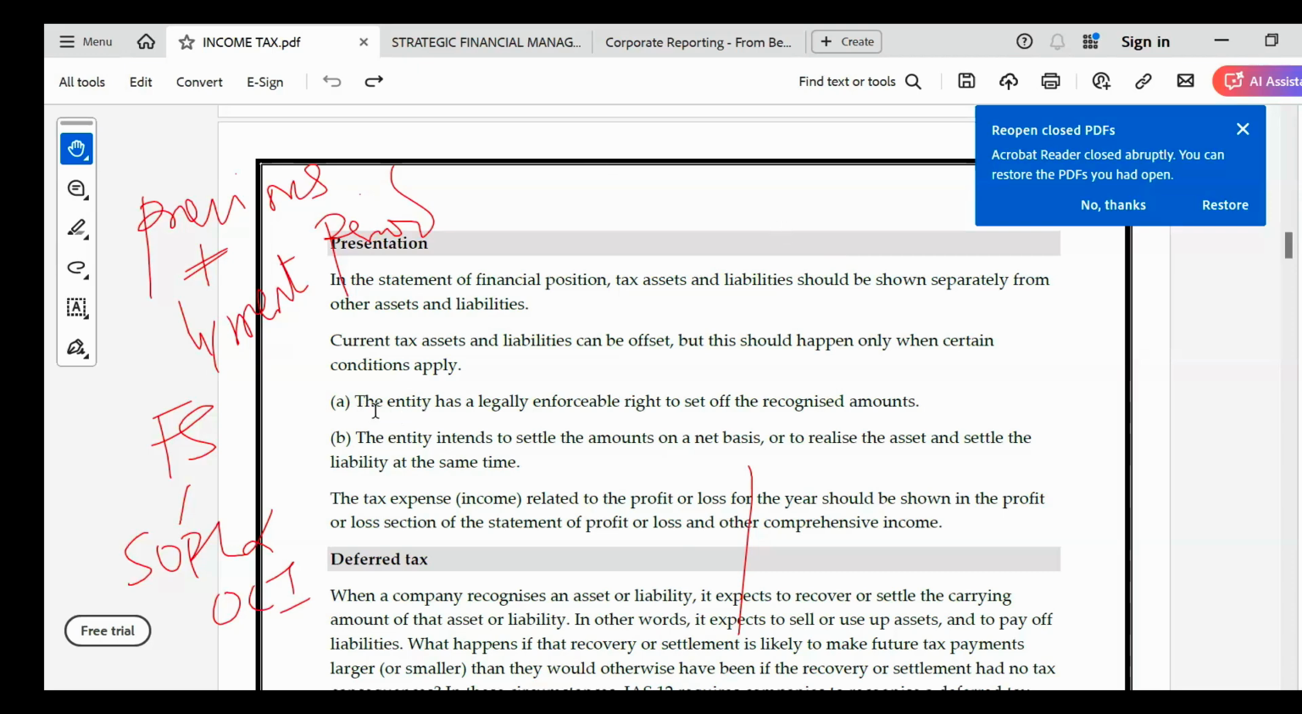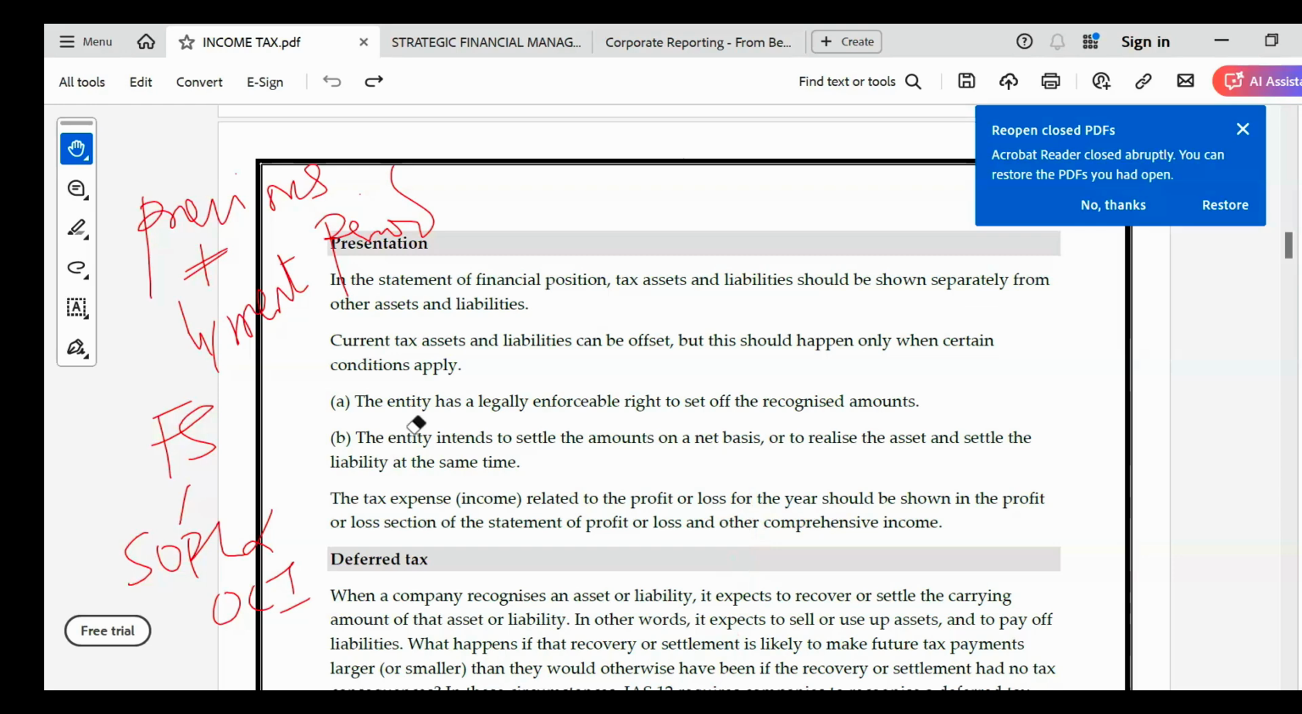IAS 1 gave two conditions. It says the entity must have a legally enforceable right to set off the recognized amount. And in terms of legally enforceable right, you will find out that in the way tax laws work, at least for Nigeria, you are allowed to make, for instance, tax credit deductions from your liability. Meaning if you have a tax credit, you are allowed to make that deduction, especially in the case of, for instance, withholding tax.